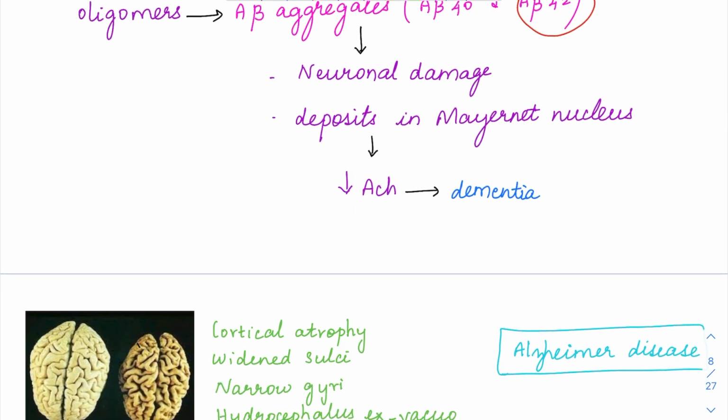Then this A beta which had accumulated is not being degraded. So any kind of accumulation is going to damage the neurons, and especially the nucleus basalis of Meynert. The nucleus basalis of Meynert is responsible for production of acetylcholine. So with it being damaged and deposited with these intracellular accumulations, it is going to cause decreased production of acetylcholine, and that will eventually lead to dementia in the patients.